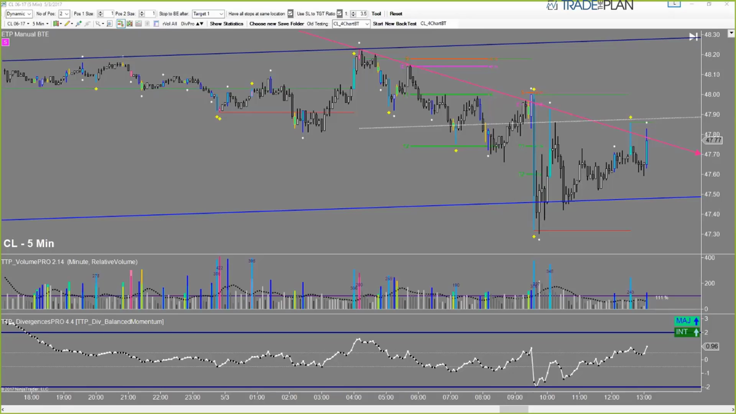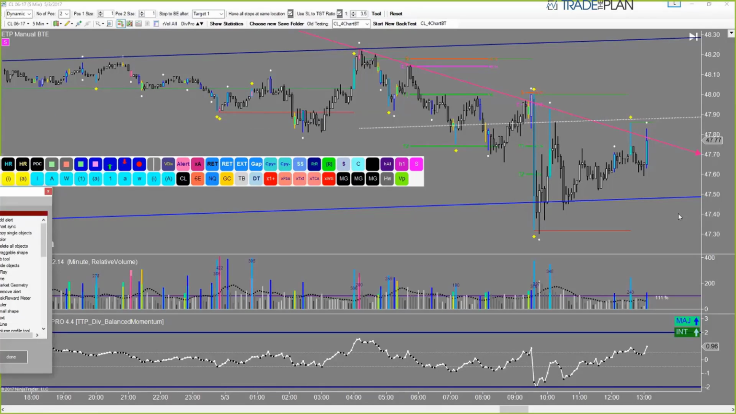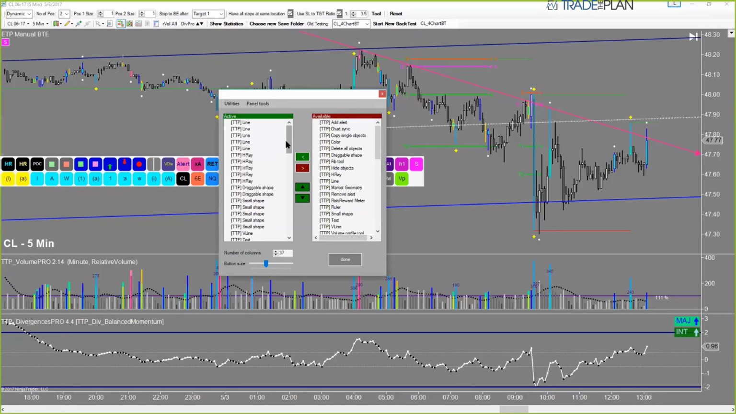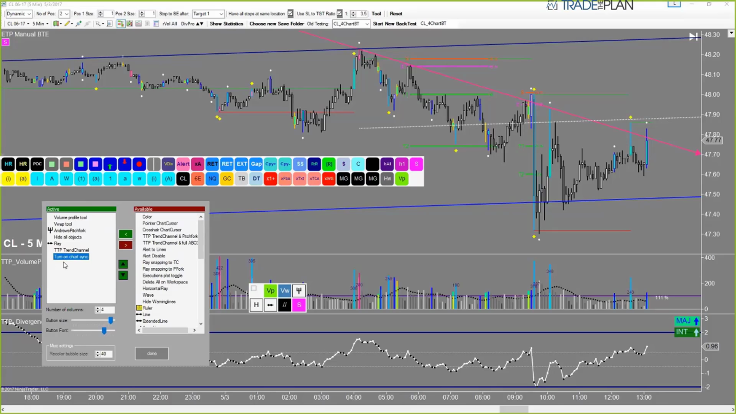I don't know, is that a question? What toolbar function am I using? This is the chart sync button. I think it's just called chart sync. Yeah, chart sync. In the old toolbar, it's called turn on chart sync. And in this one, turn on chart sync.